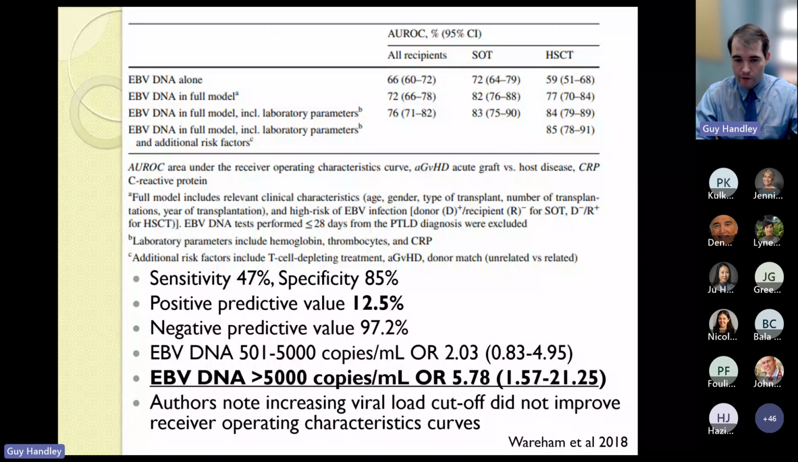In terms of certain thresholds and cutoffs, DNA between 501 and 5,000 copies had an odds ratio of 2.03, but you can see it crossed 1, and so it wasn't significant. But over 5,000 copies, there was a significant increased risk of developing PTLD. And again, this is the aggregate data, so stem cell and solid organ transplant. They did note that beyond that 5,000 copies per mL threshold, it didn't really improve their receiver operating characteristic curves. So it's at least providing us a little bit of data of, okay, maybe there is a threshold where we need to start acting.